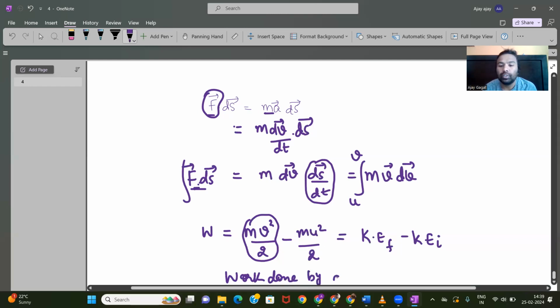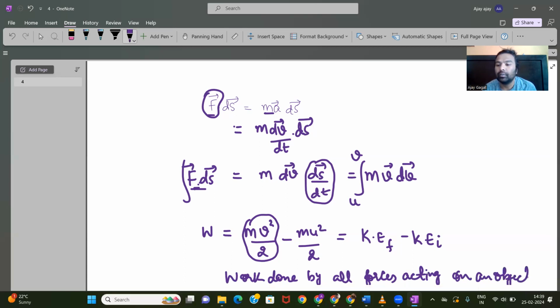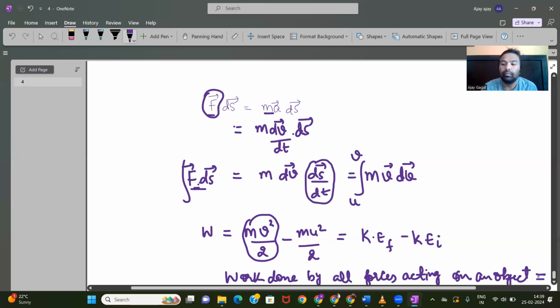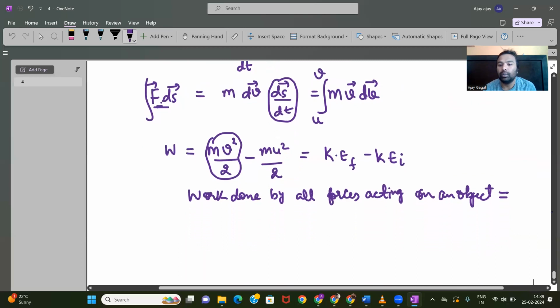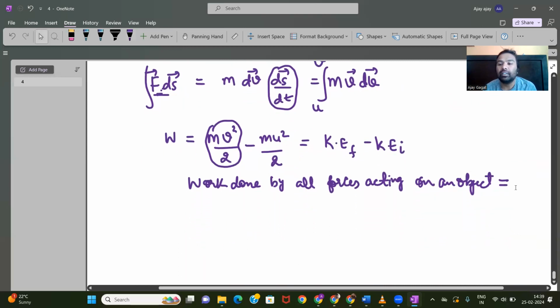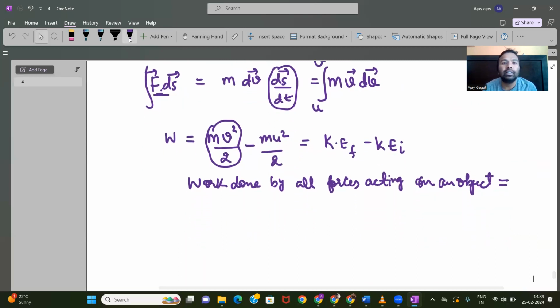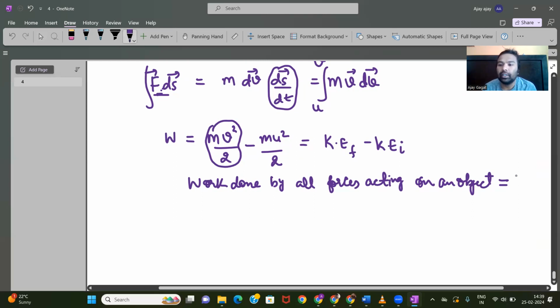Work done by all forces acting on an object is equal to kinetic energy final minus kinetic energy initial, which I can write as change in kinetic energy. I can represent it with delta kinetic energy.